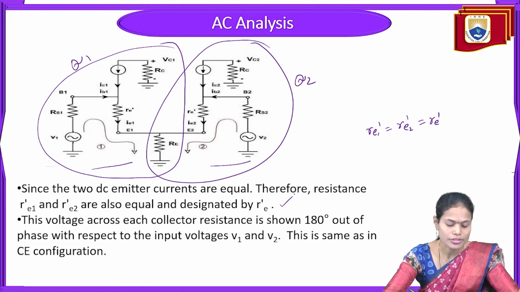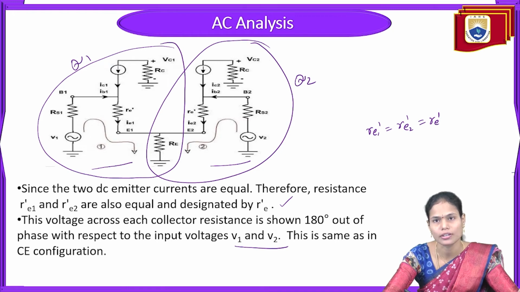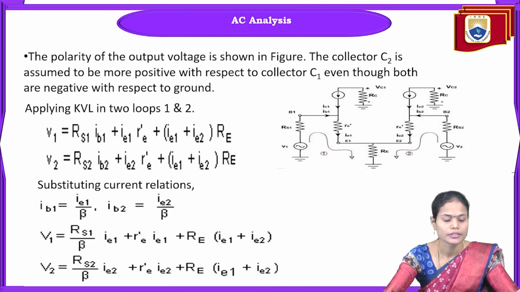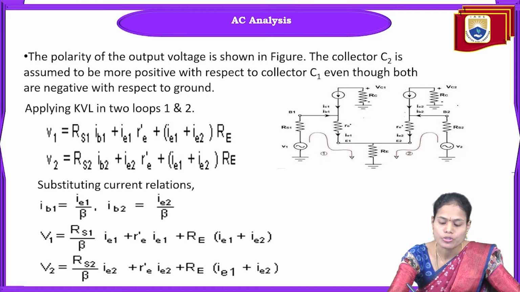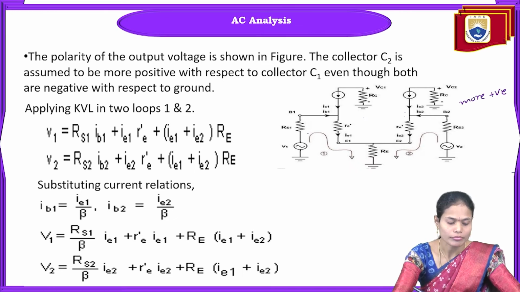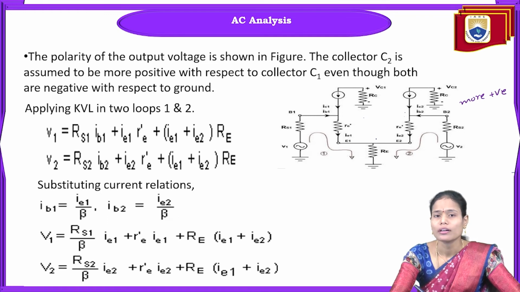So this voltage across each collector resistance is 180 degrees out of phase with respect to the input voltages V1 and V2. This is the same as in the case of CE configuration. See here, the polarities of both the output voltages are shown in the figure. So the collector C2 is assumed to be more positive compared to C1, even though both are running negative with respect to the ground here.